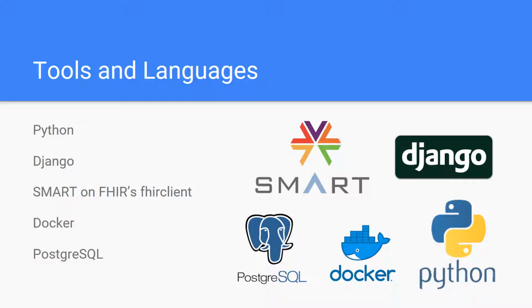Now we'll take a look into the tools and languages used in our application. We have chosen Python as a programming language for our application. We will be using the Django framework to build the application. We will also be using FHIR Client, a flexible Python client for FHIR servers supporting the Smart on FHIR protocol. The data will be written to a PostgreSQL database, and the whole application will run in a Docker container.